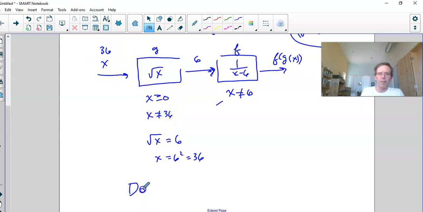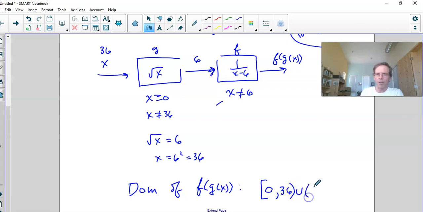So the domain of f of g of x is, and we write this in interval notation, bigger than or equal to 0. That means we've got to start with a square bracket at 0, and it would go to infinity except we want to throw out 36. So we're going to go up to 36 with a round parenthesis and union that with 36 to infinity. All right, that is the domain of the composite function. Pretty easy to figure out.